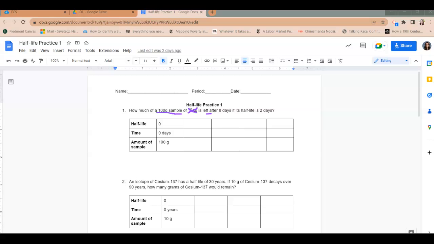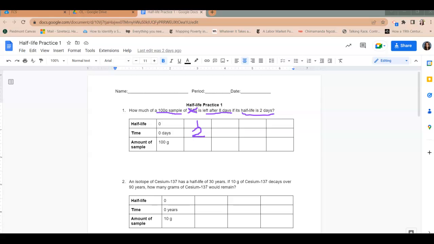We want to figure out how much is left after 8 days. So 8 days is our end goal. What is left after 8 days when we know a half-life is 2 days? What we mean by a half-life being 2 days is, all right, we've got 0 half-life here, and the next box is only going to be 1 half-life. And 1 half-life, like the problem told us, is 2 days. So pause the video right here if you need to and then copy this information down. Now, I'm going to finish doing this in the time box here, and then I'm going to come back and we're going to look at the amount of the sample and figure that part out.